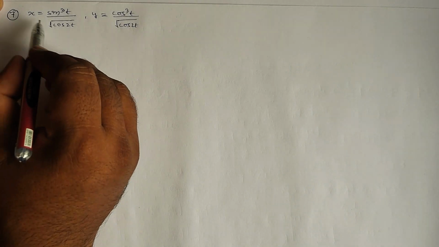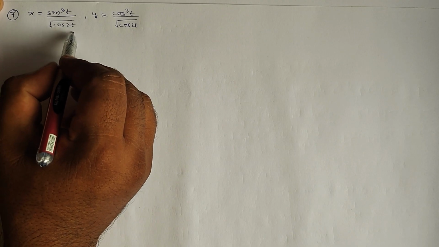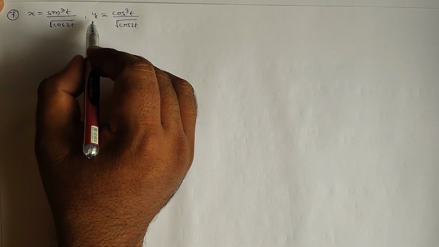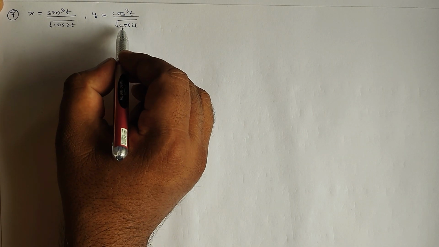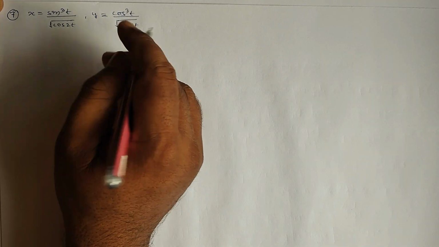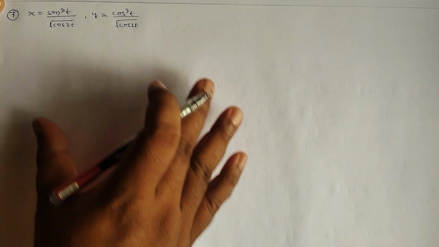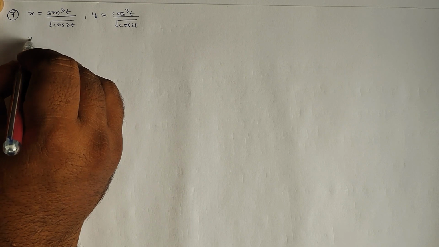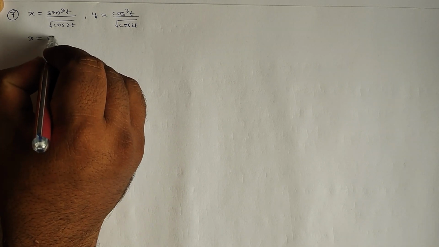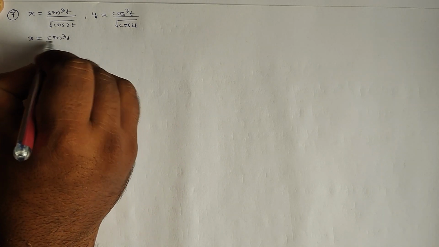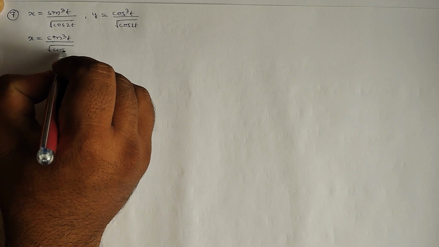Question number 7. x is equal to sin cube t divided by root of cos 2t, comma y is equal to cos cube t divided by root of cos 2t. Okay, so this problem is a little big. So I will solve it, watch. x is equal to sin cube t divided by root cos 2t.